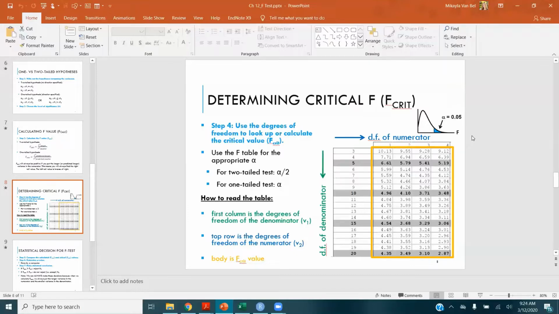To read this table, we will use the first column with the degrees of freedom of the denominator, and the row is the degrees of freedom of the numerator. This body, highlighted here in gold, is the F-crit value.